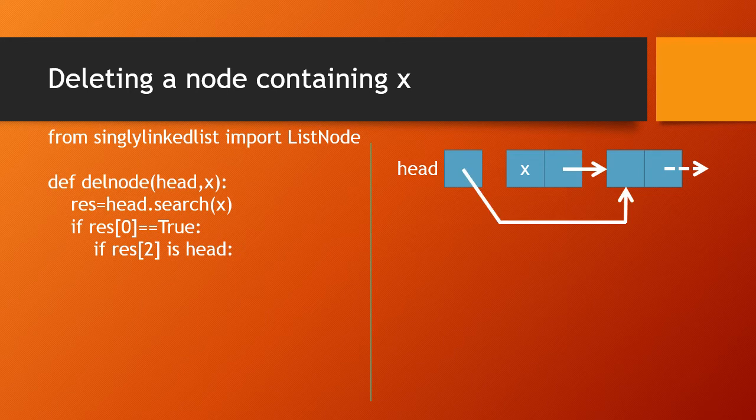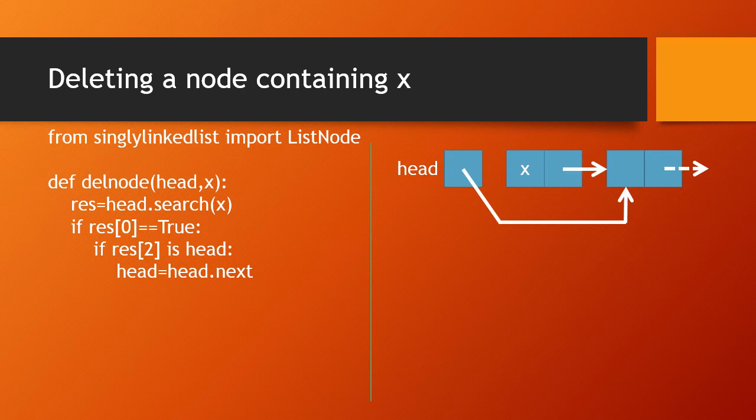This is what I want to do. How do I do it? I write head equals head.next. Head was previously pointing to the node containing X. Now it is pointing to the node after the node containing X. Anytime you write this line for a pointer, the pointer will advance to the next node.